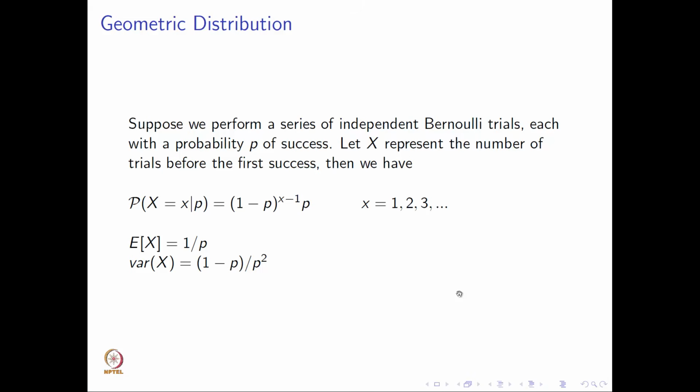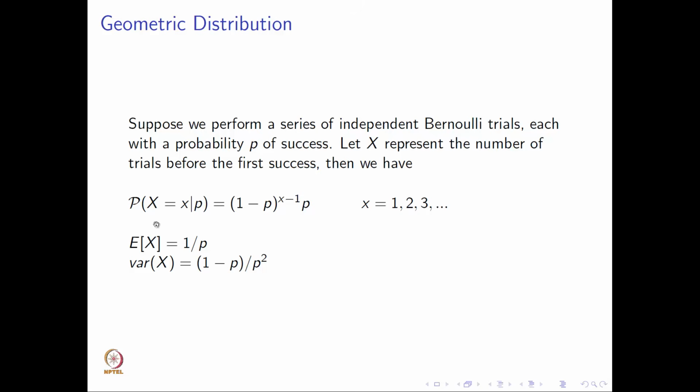Suppose we perform a series of independent Bernoulli trials, each with a probability p of success. Let x represent the number of trials before the first success. Then we have the probability that the random variable x will take a value small x given the parameter p is equal to (1 minus p) raised to the power x minus 1, into p. This definition is quite intuitive.